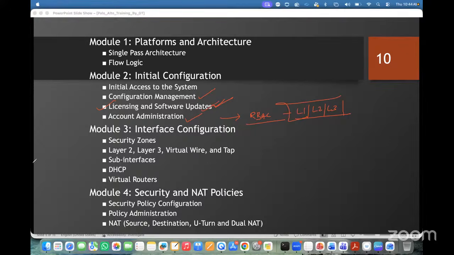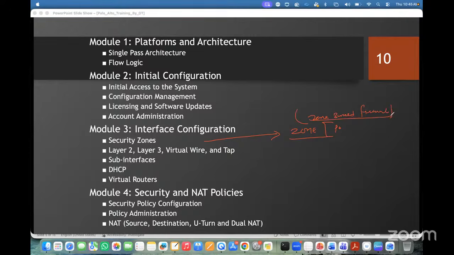Now moving next, guys. The next module is going to be interface configuration. If I have to do the interface configuration of the firewall, every interface must have a zone. Zone is very important in Palo Alto. That's why Palo Alto is known as a zone-based firewall. Palo Alto is always known as a zone-based firewall. So zone is a very critical component in the Palo Alto firewall.